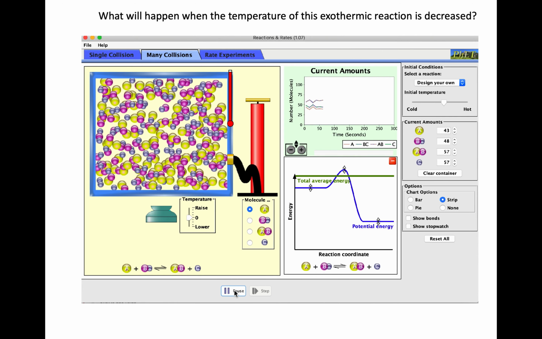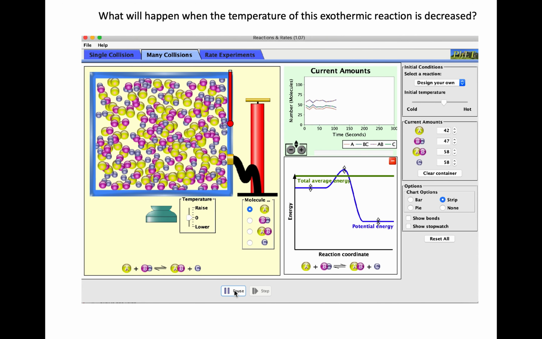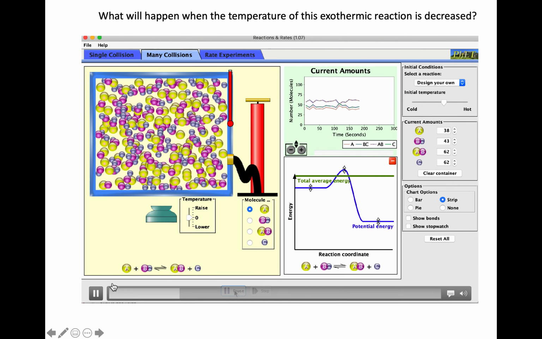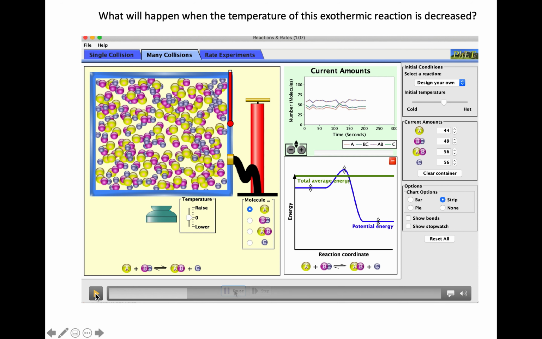So the amounts here are being shown on the strip diagram, and we can also look at the current amounts. Initial thought, if I pause it right there, for this exothermic reaction, I would say it's beginning to favor the product side. I have more of the products being formed, and the reactants are going down. They all started really close to the same amount, and I'd say for this exothermic reaction at this temperature, the products are a higher concentration than the reactants.